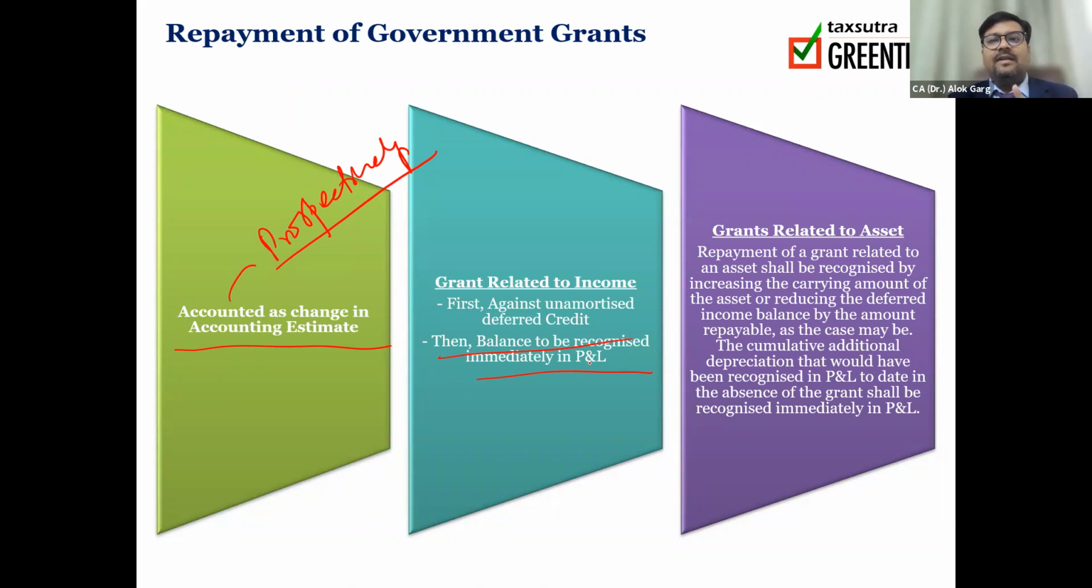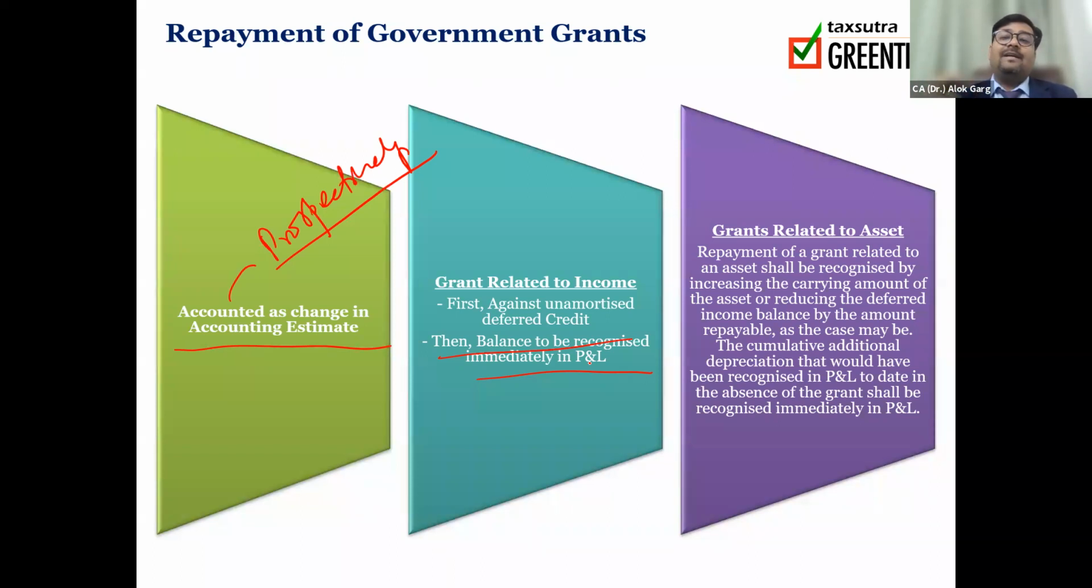In case the grant is related to an asset, and the company has taken a gross approach, gross approach means the asset has been taken at a gross value and the grant has been taken as a deferred grant. In that case, whatever balance is lying in the deferred government grant, first of all, that repayment has to be knocked off from the deferred government grant liability balance. If there is an over and above repayment, the remaining amount has to be charged to P&L.